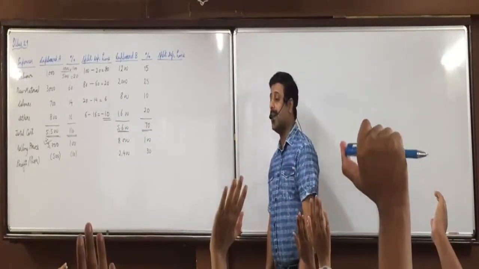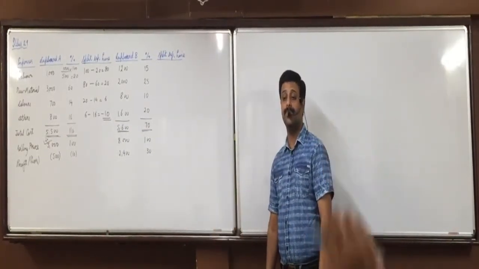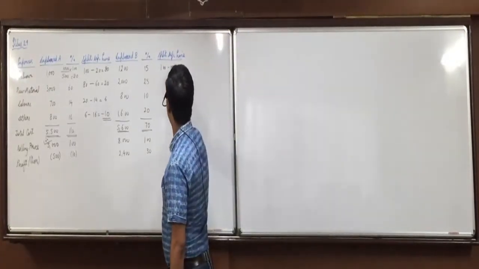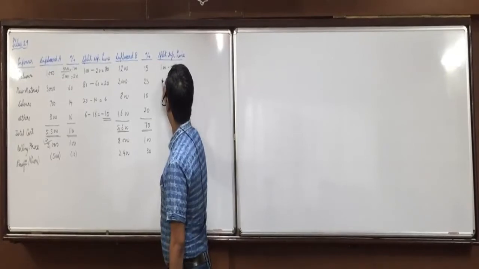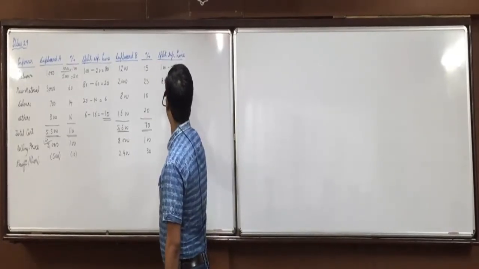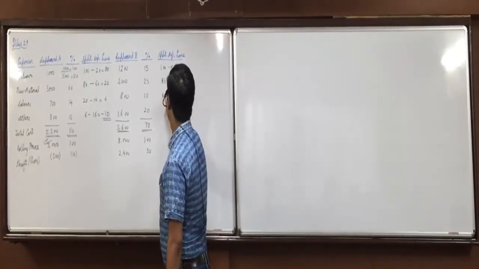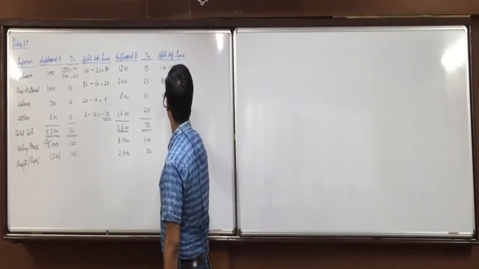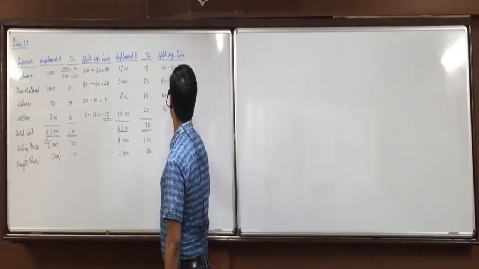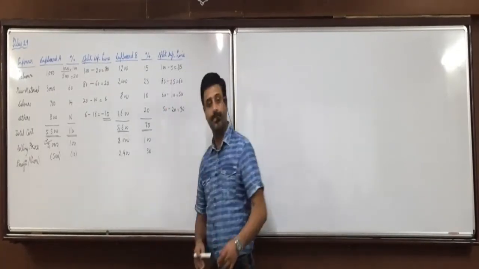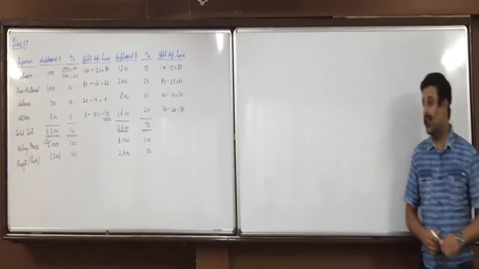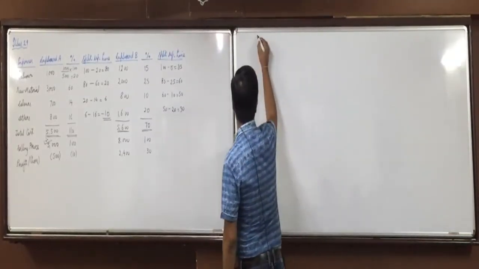Who is not clear with any of the figures? Now 100 minus 15, 85. 85 minus 25, 60. 60 minus 10, 50. And 50 minus 20, 30. Got it, everyone? Now give the heading percentage divided bar diagram.